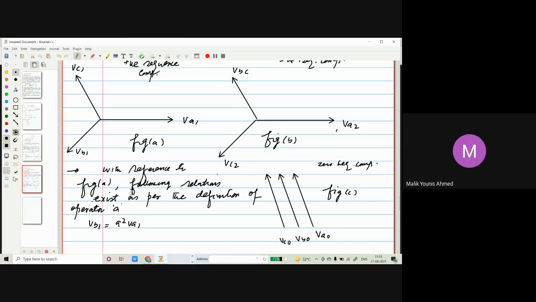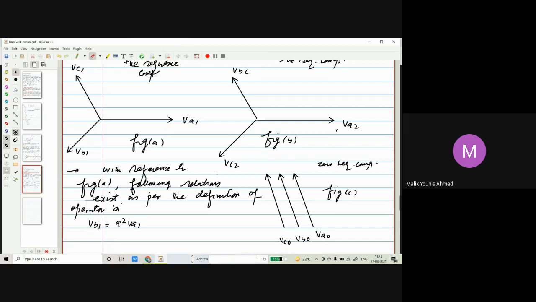Similarly, if I have to write now VB2, for phase B, I am writing first VB2. Now VB2 is from this figure. So VB2 can be clearly written from this figure B. I will write it here for people, since some people may have confusion.